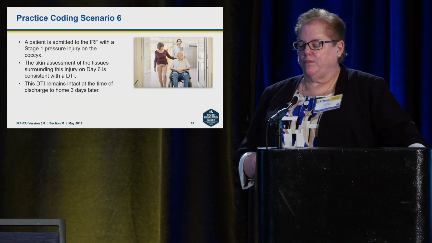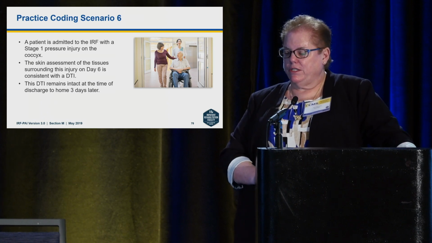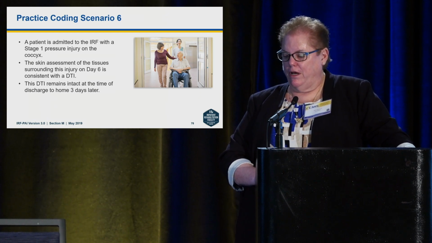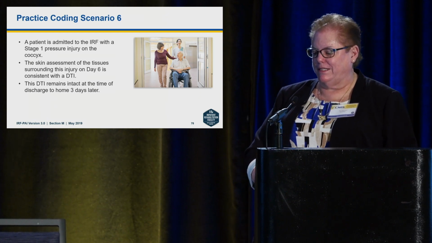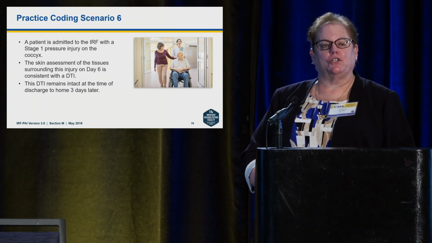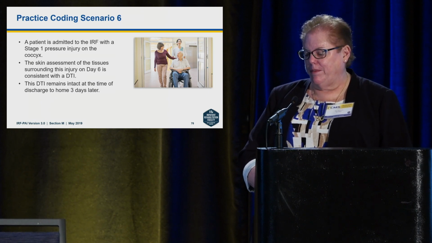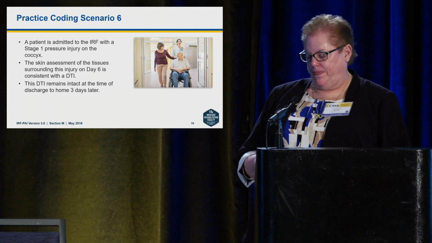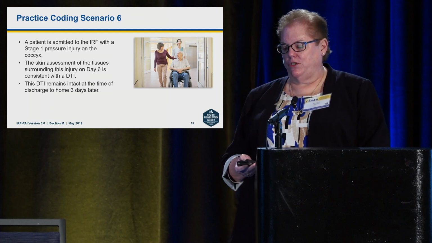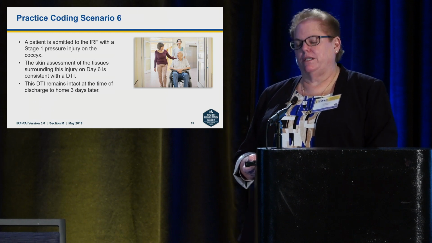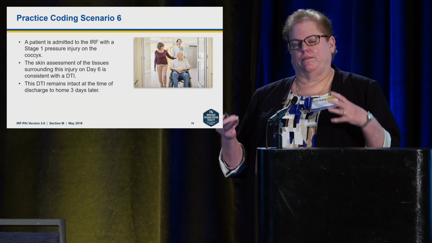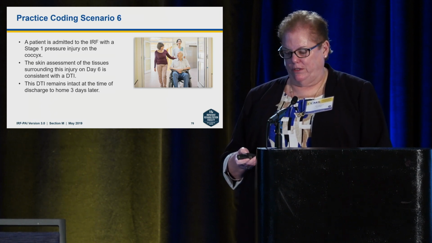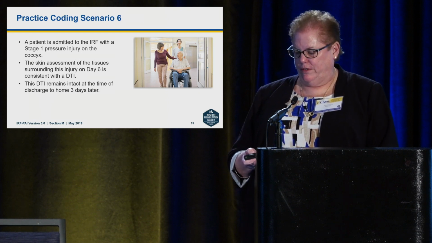So let's look at another practice scenario. A patient is admitted to the IRF with a stage 1 pressure ulcer on the coccyx. The skin assessment on the tissue surrounding the injury on day 6 is consistent with a DTI, a deep tissue injury. This DTI remains intact at the time of discharge to home 3 days later. So they came in with a stage 1, and then on day 6, it looks like it's got a deep tissue injury, and then that deep tissue injury remains at discharge.